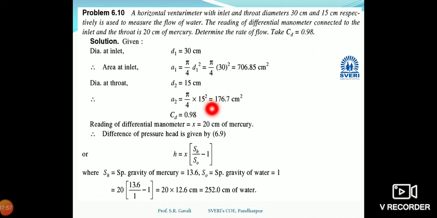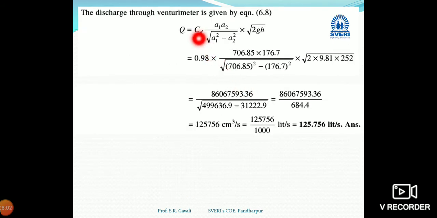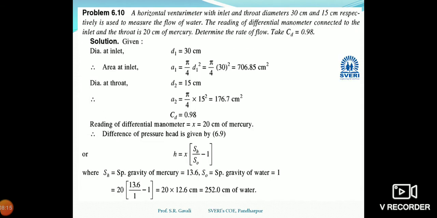Now the formula we know: Q is equal to CD A1 A2 divided by square root of A1 square minus A2 square into root 2GH. In this equation, CD, A1 and A2 we can calculate, and H we have to calculate. A1 we can calculate from the diameter 30 centimeter, that is 0.3 meter. It will become 706.85 centimeter square. Let us consider centimeter square. Then D2 is 15 centimeter, and the area will become 176.7 centimeter square. A1 we got, CD is 0.98.